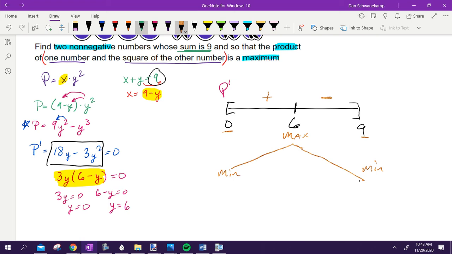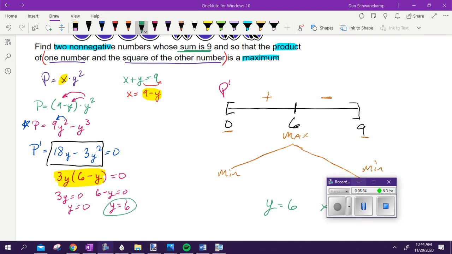We're finding two non-negative numbers. So we know that y is 6. That's what we've decided. If y is 6, what's my x going to be? 3, because it's got to be x plus y equals 9. So if one's 6, the other one's got to be 3. Questions there? Great.